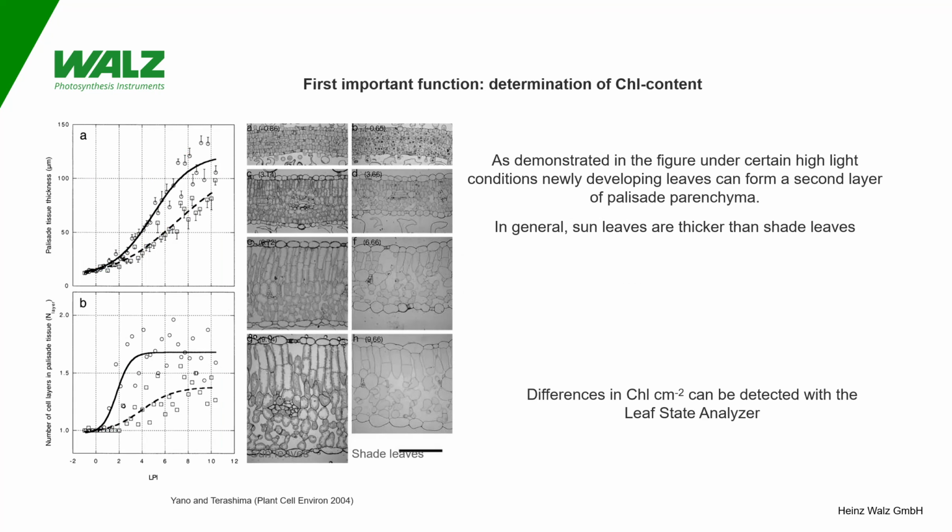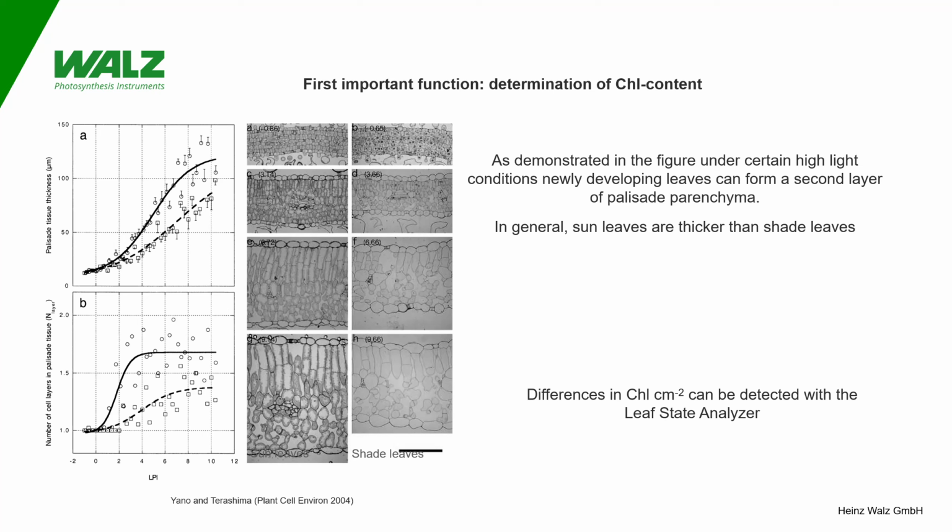Here, an ecophysiological example of a change in light distribution is given. Under certain high light conditions, newly developing leaves can form a second layer of palisade parenchyma. The number of cells does not change, but there is one division in the direction of the center of the leaf and not parallel to the leaf surface.